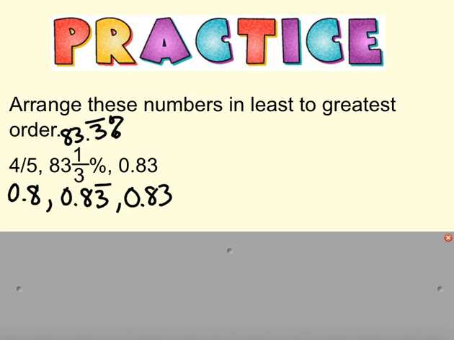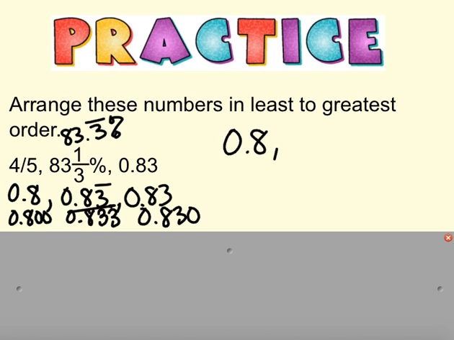Probably the easiest way is to get them so that they all have the same amount of decimals. So we have 0.800. I'm going to go to the thousands. 0.833, and we know that'll go on forever. And 0.830. Even though these all start out the same, we can see that 800 thousandths is the smallest, so 0.8. And then 830 thousandths is next.